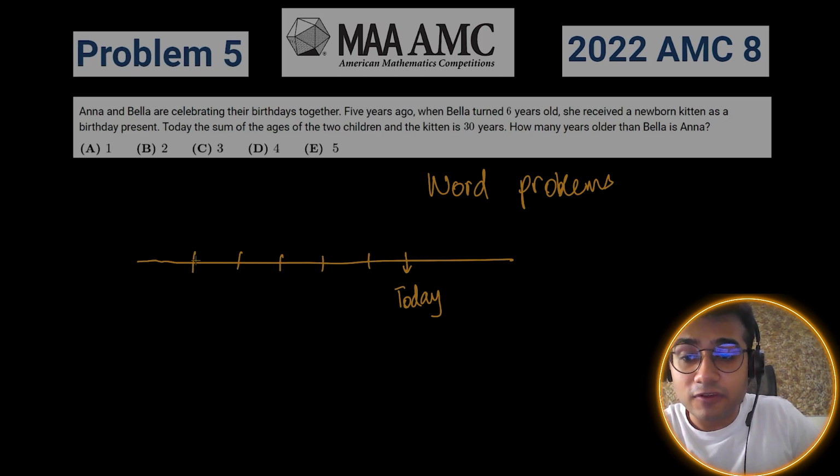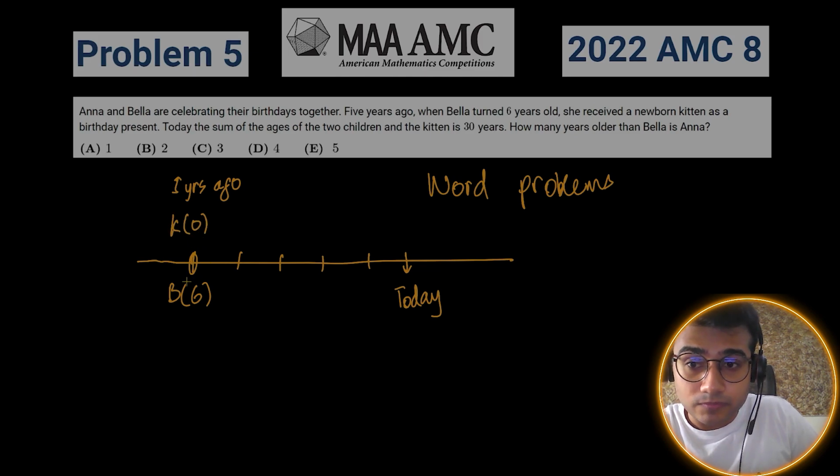1, 2, 3, 4, 5. This is 5 years back. Okay, so 5 years ago Bella turned 6. So Bella is 6 years old 5 years ago. And she received a newborn kitten. So the kitten at this time is 0 years old, right? So they're saying today the sum of the ages of the two kids and the kitten is 30.